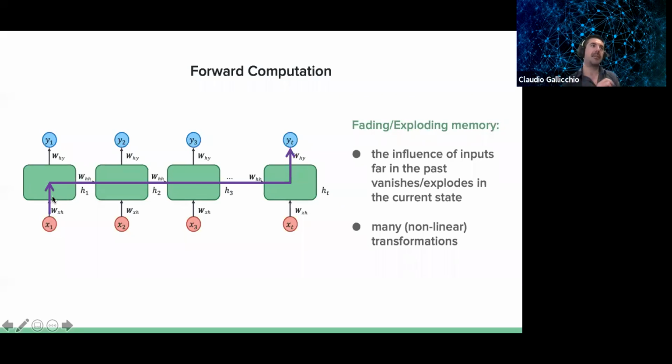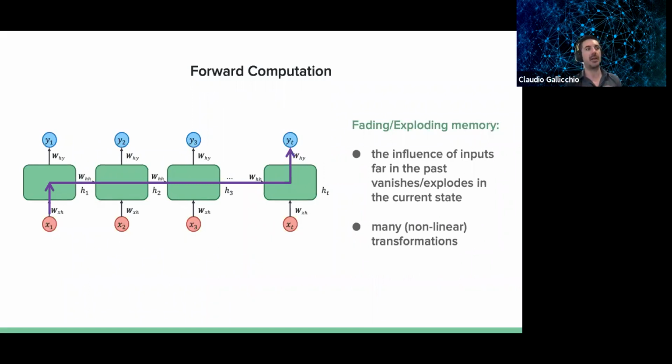But then we make this information pass through a lot of nonlinear transformations. And because of this, there are a lot of technicalities, but the intuition is that this information can shrink and shrink and shrink progressively over time until it fades. And so what you have is a fading memory, and your system at the current time step is no longer affected by the information at the beginning. And this is not really desirable.